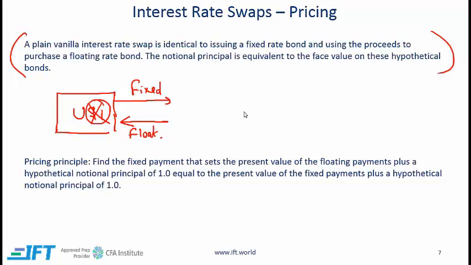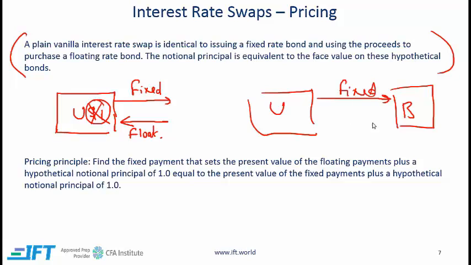Now think about a swap. You get into a swap with another counterparty. Let's say that counterparty is B, where you pay fixed and receive floating. On a plain vanilla interest rate swap, the notional principal is not exchanged. So you have a notional principal of $1. It doesn't make sense to give $1 and receive $1. So there is no exchange of notional principal.